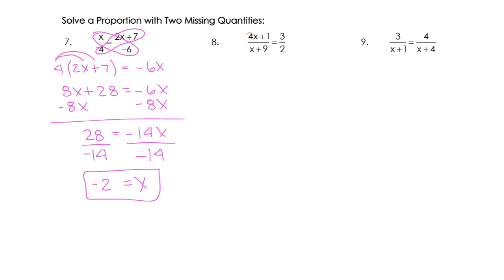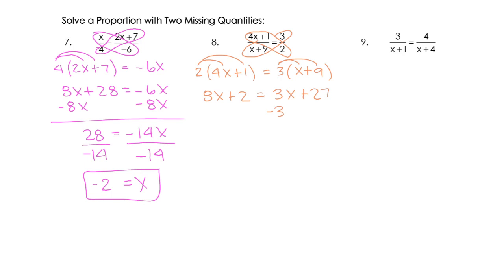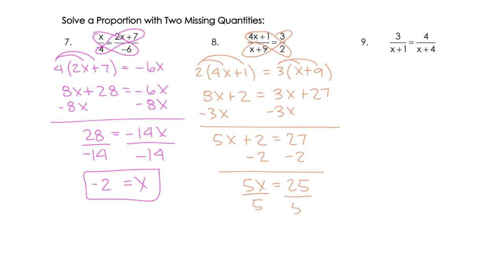On number 8, we have 2 times this quantity, 4x plus 1. So 2 times 4x plus 1 equals 3 times x plus 9. So then if I distribute on the left, I get 8x plus 2. And if I distribute on the right, I get equals 3x plus 27. I'm going to subtract 3x from both sides to get my variables all on the same side. So I have 5x plus 2 equals 27. Subtract 2 from both sides, and we have 5x equals 25. And then divide both sides by 5, and we have x equals 5 for our final answer.